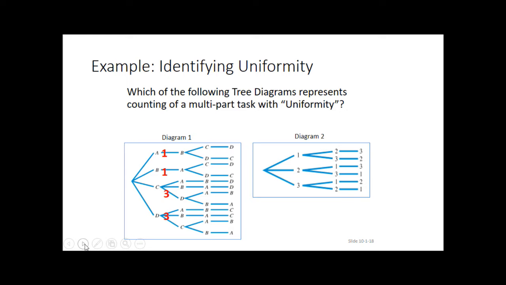Notice that in diagram 1, it depends on who sat down. If we think of the A, B, and C being seated in the 4 seats, it depends on if A and B were seated or if C or D were seated. If A or B were seated, we only have one choice for what's going to happen in the next part of the task. But if C or D were seated, we had 3 options. On the other hand, if you look at diagram 2, going from the first part of the task to the second, no matter whether we picked a 1, a 2, or a 3 for the first digit, we're going to have 2 options for the second digit.